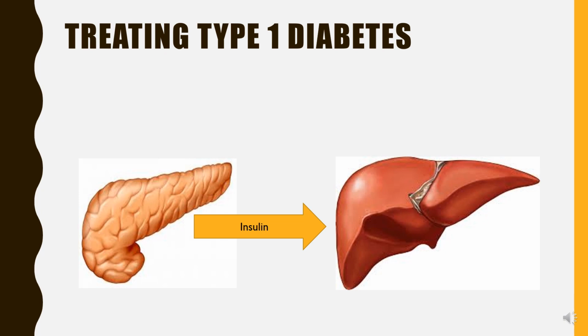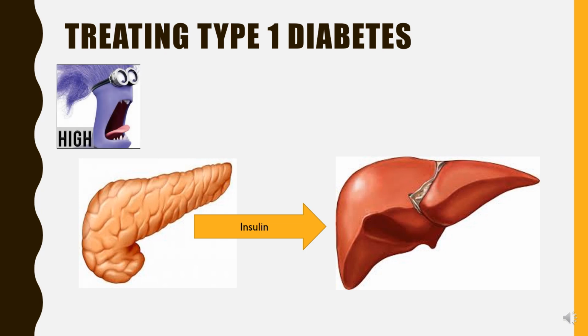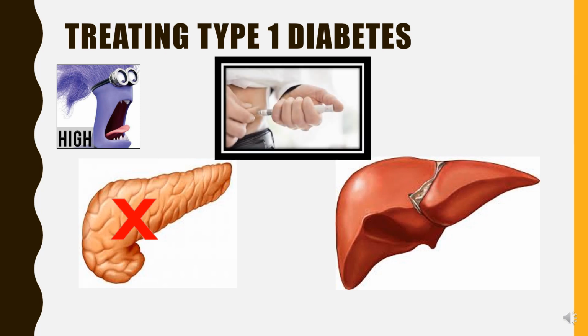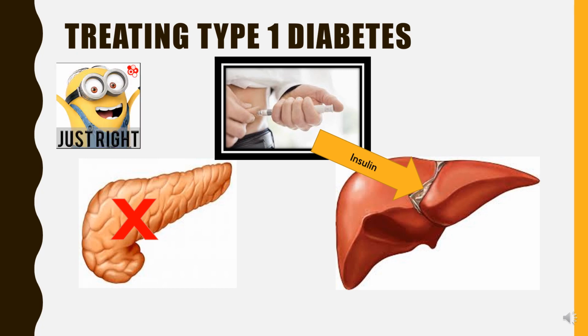So how do we treat type 1 diabetes? Well, when our blood glucose level is high in a type 1 diabetic, the pancreas isn't working. If the pancreas doesn't work, it doesn't release any insulin, which means that the storage of glucose as glycogen in the liver doesn't occur. In order to treat this, we inject ourselves with insulin artificially. The insulin injections will cause the conversion of glucose in the blood into glycogen in the liver. This should then return your glucose level back to normal.